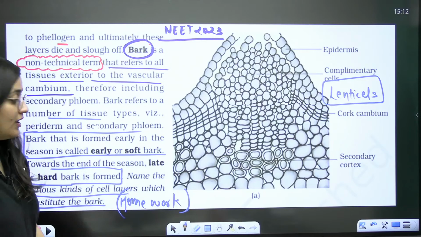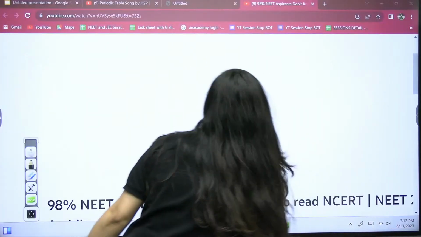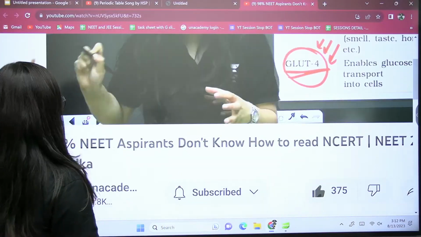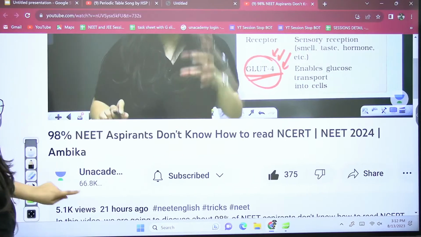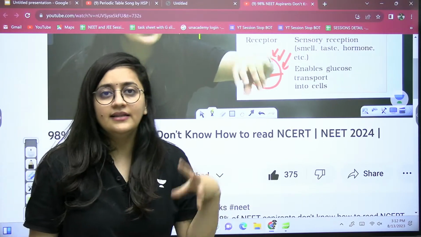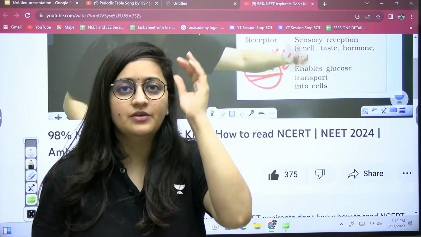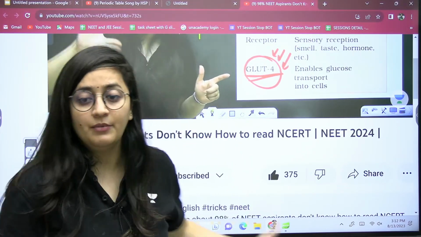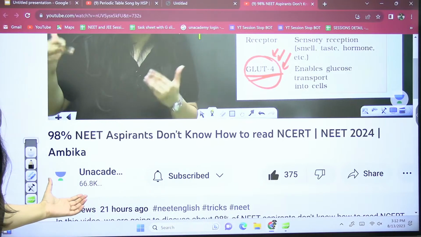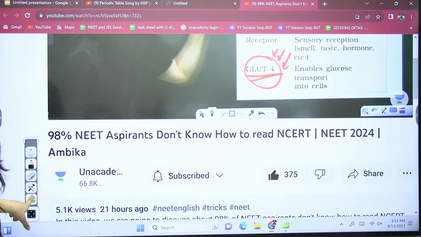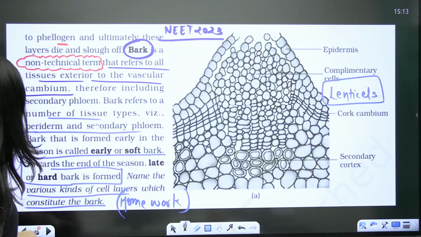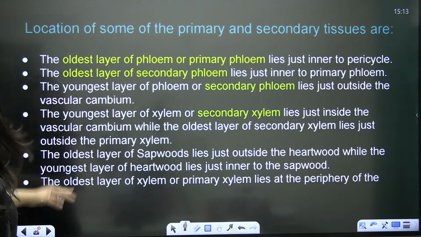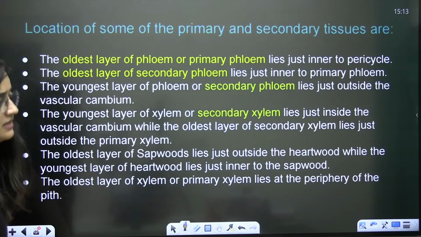I hope you have all checked the video on how to read the NCERT. In that video I told you very clearly that in NCERT sometimes they leave some statements and put a question mark there. Some statements are asking you to answer them, so questions can come from that part also. If you have checked it, very good. Otherwise do check this video. Clear, bache?